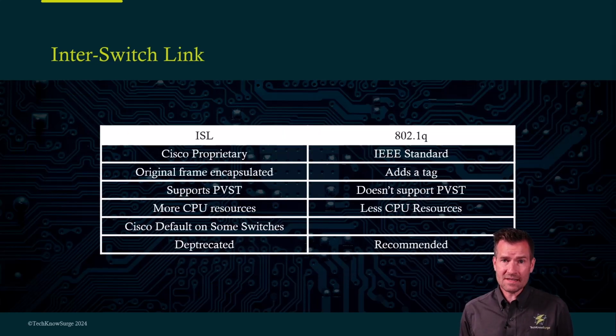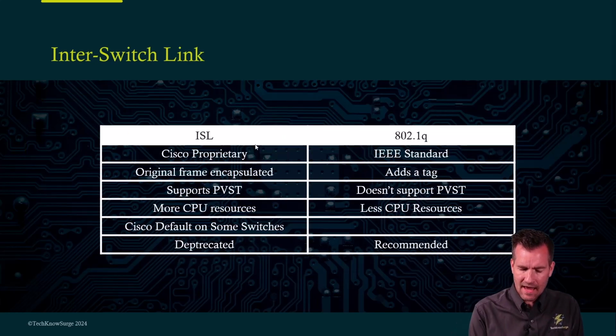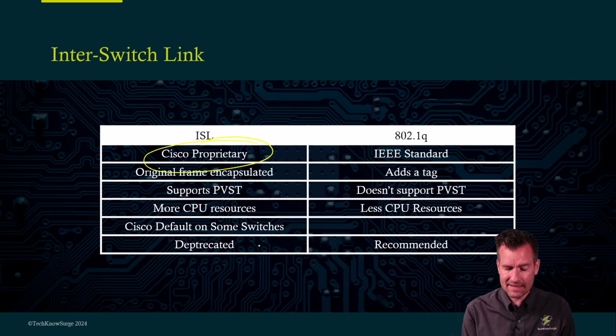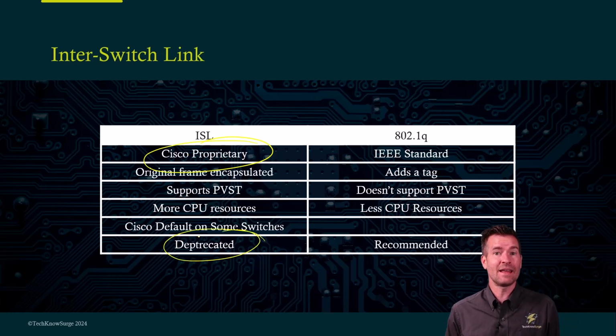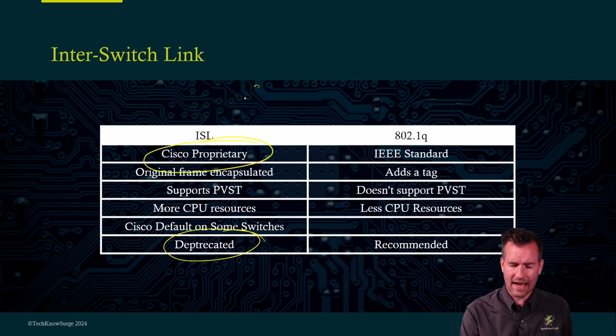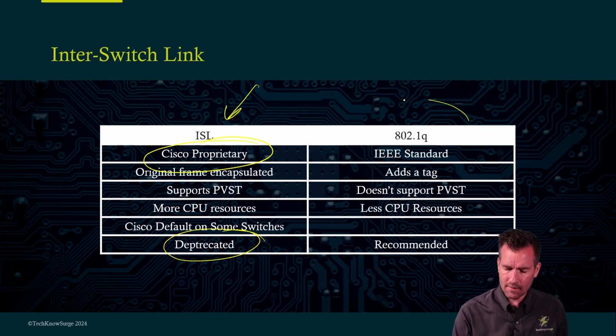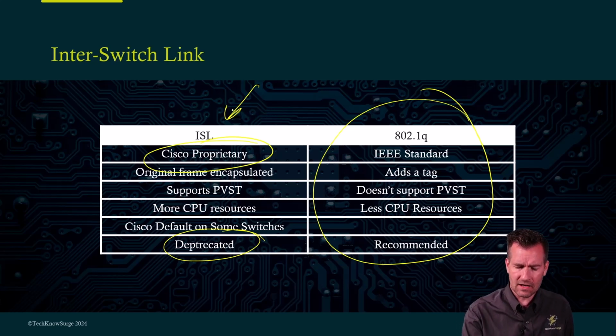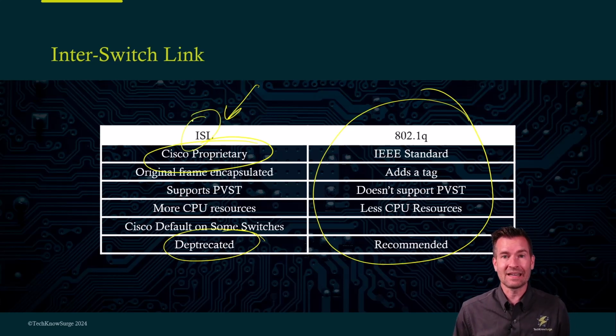This is only supported on Cisco devices. It is Cisco proprietary. And even then, it's not supported on all Cisco devices. In fact, it's being deprecated, so it's not really recommended on any new networks to use ISL. Instead, the recommendation is to use 802.1q. There are a few advantages to ISL, but ultimately there are more advantages to 802.1q.